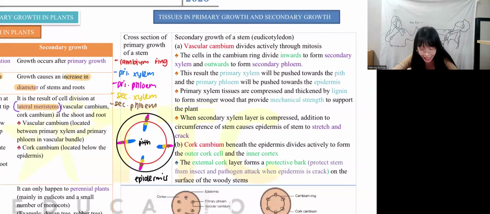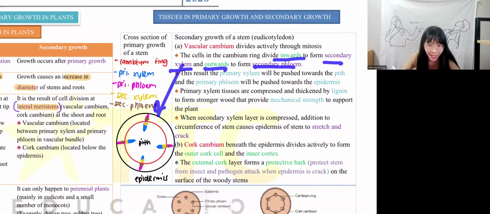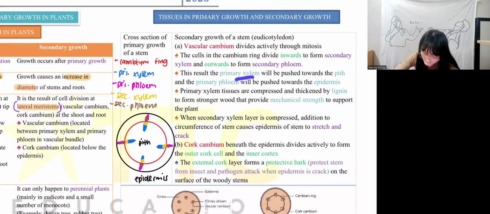So when you read the sentence again, you will notice it matches your drawing. Grow inwards, secondary xylem; outward, secondary phloem. Xylem pushes towards the pith, phloem pushes towards the epidermis. These two sentences are the ones that you draw over here. Okay, now these two sentences, everybody okay? Understand, right? So now you understand how it works.